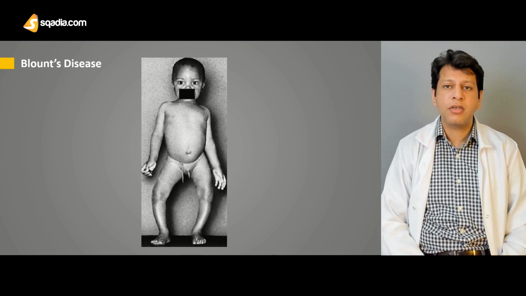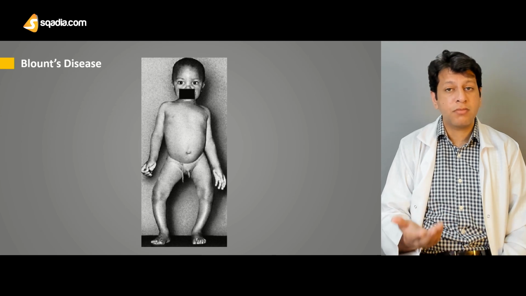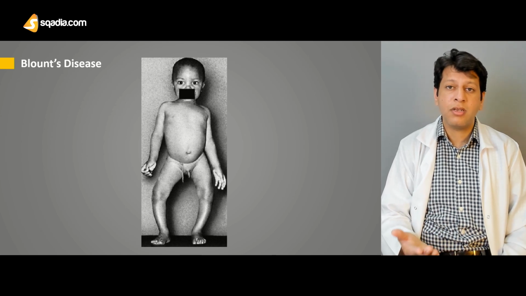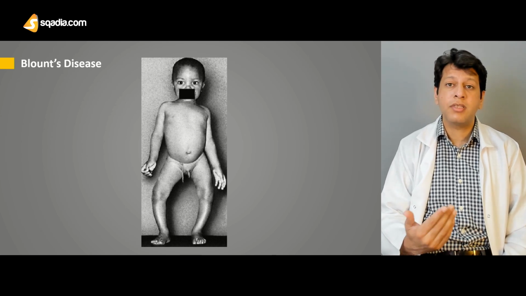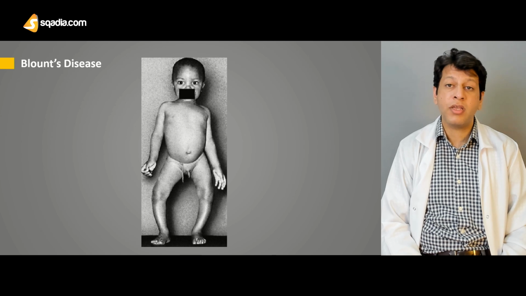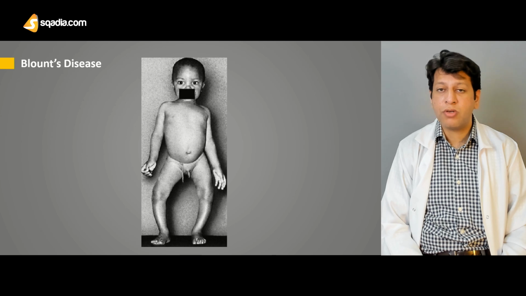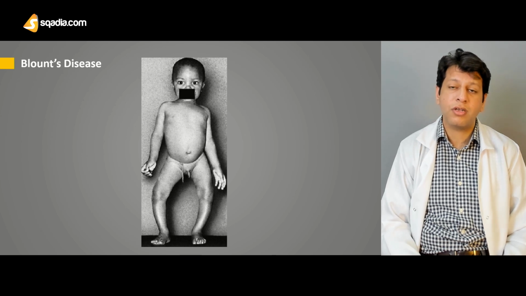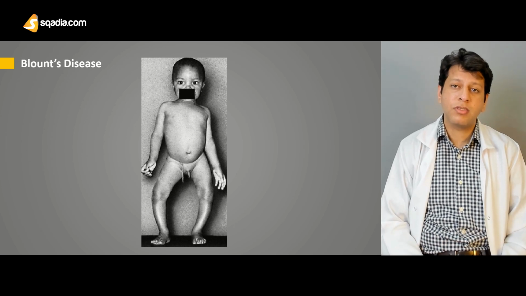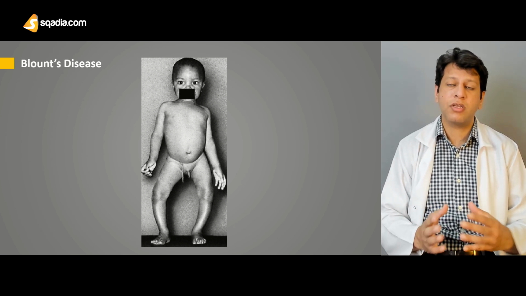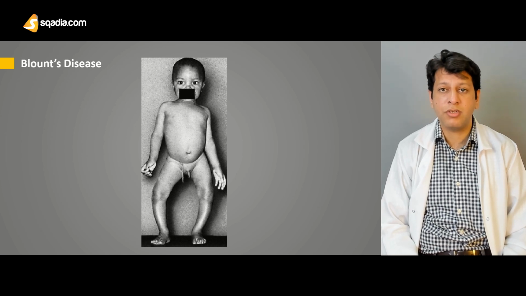The risk factors which may be associated with infantile Blount's disease are that it is more commonly seen in males as compared to females. It is more common in African and Hispanic children as compared to Caucasian whites, and it is usually associated with obese and overweight children. So all these factors increase the propensity of developing Blount's disease.